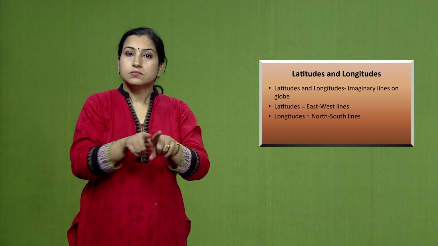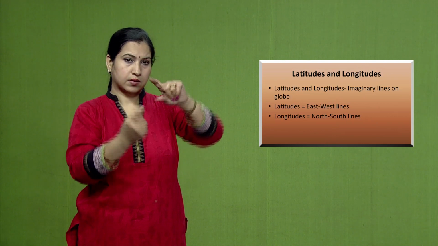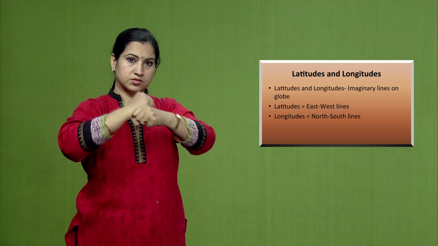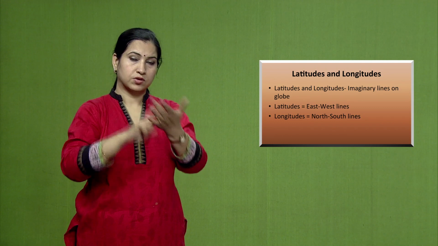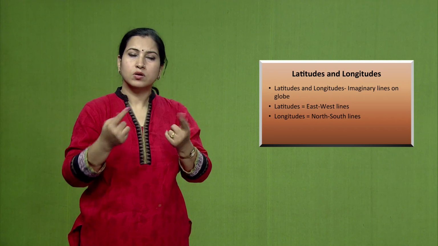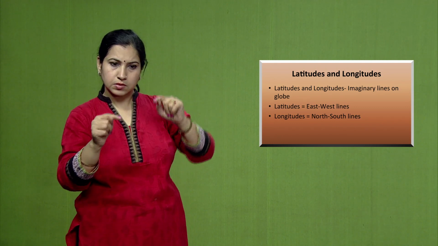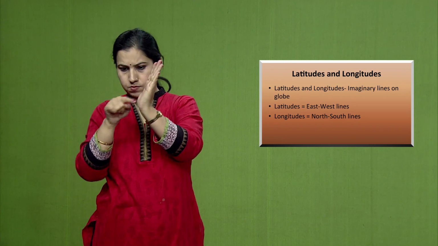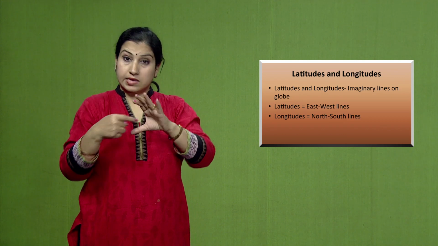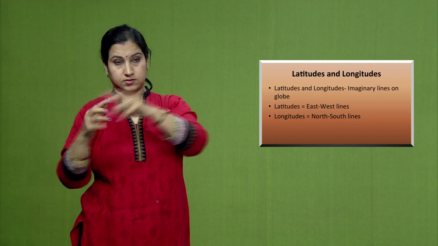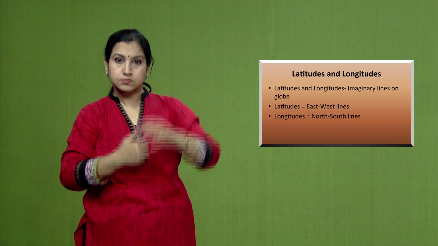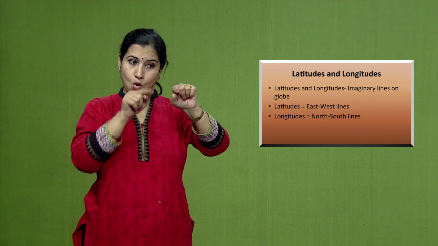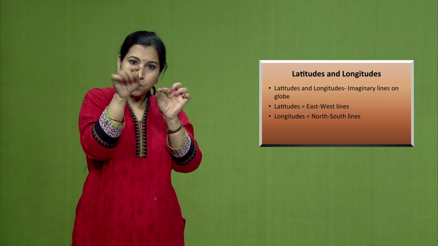So, the definition of a latitude and a longitude can be summarized as: latitude is the angular distance north or south from the equator of a point on the earth's surface, while longitude is an angular distance on the earth's surface measured east or west from the prime meridian at Greenwich. Now, what is angular distance? The angular distance between the points from the center is called angular distance.